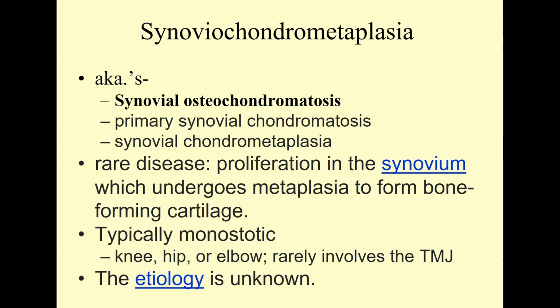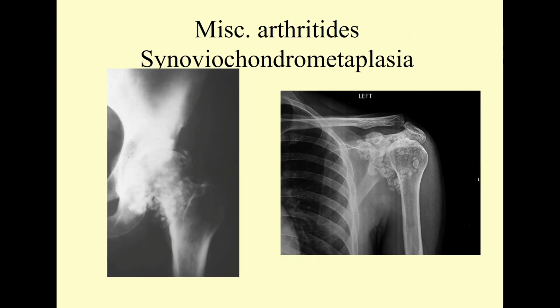Overall, we can't explain it. We have no ability to predict who's going to get this, or why they have it. We still have more to learn. Here's an example of both, in the hip and in a different patient's shoulder.